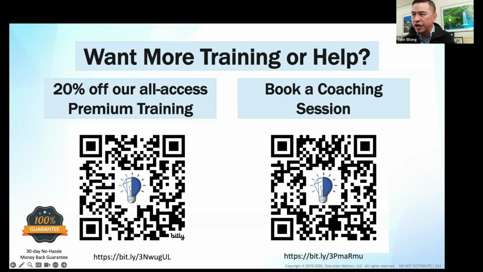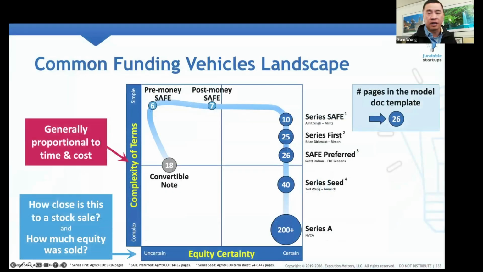Okay, so there's chatter about potentially using a pre-money safe. I would encourage you, if you're concerned about the extra dilution, to consider some of the other instruments here, the Series Safe, the Series First. You can reach out to me, happy to connect you. If we did a coaching call, I can give you my best perspective on where you're at and what options might fit best for you before you start spending money with an attorney.